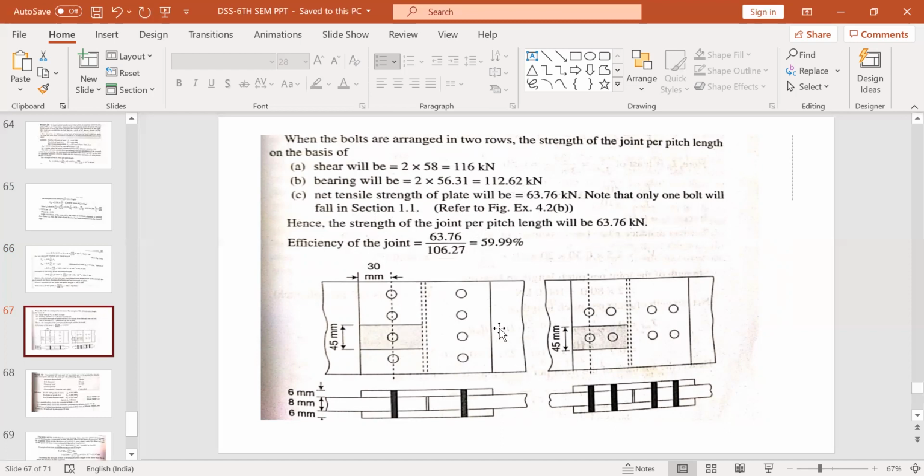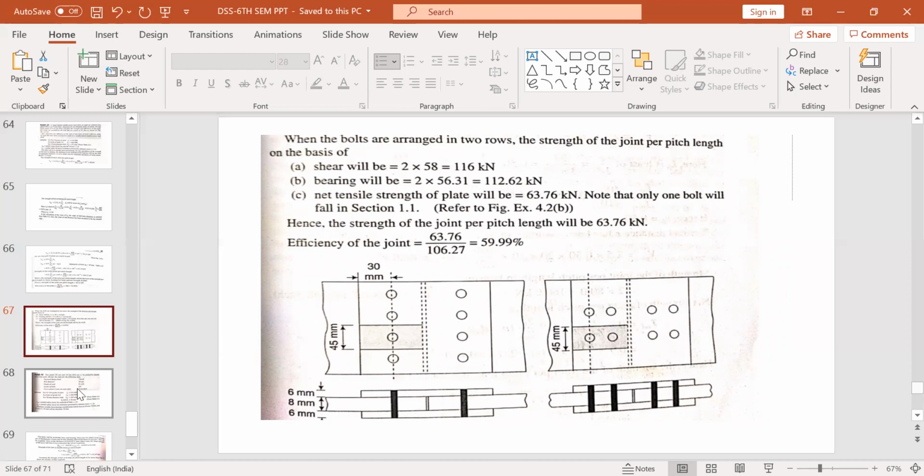So what is the conclusion that you are making here? Your efficiency is increasing. Earlier the efficiency was 53%, now it is 60%. Your efficiency has increased by 7%, just by changing the pattern. Instead of providing 4 bolts in one line, you are providing 2 bolts in 2 lines. Same bolts, the cost is the same, just the pattern is different, and you are increasing the efficiency. This calculation shows how a better pattern of joints can improve the efficiency. This is a classic example to prove this.